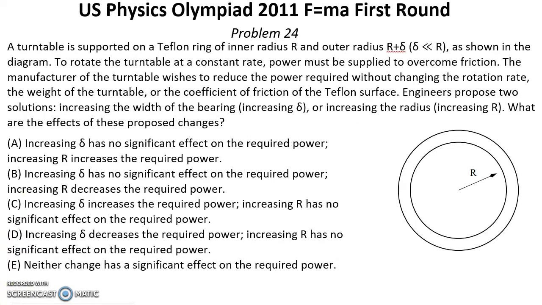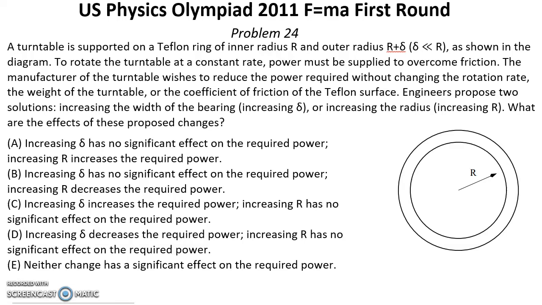US Physics Olympiad, year 2011, F equal MA, first round. Problem number 24. Solution for this problem you can find below this video in the description reference. A turntable is supported on a Teflon ring of inner radius r and outer radius r plus delta. Delta much less than r, as shown in the diagram.